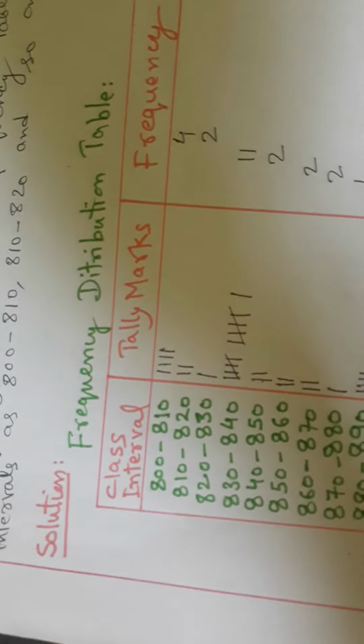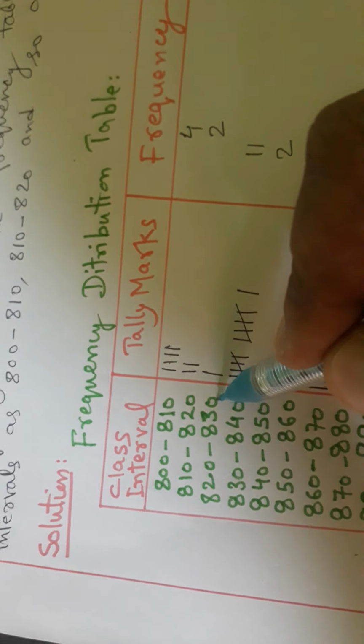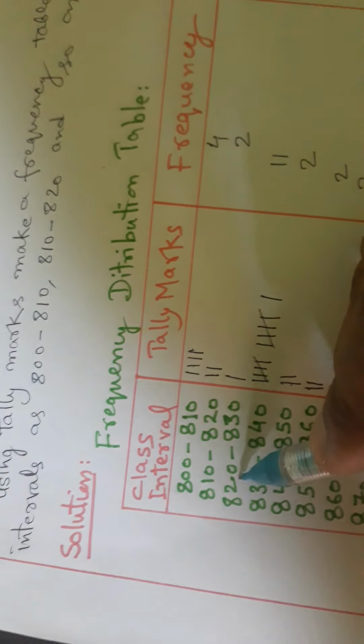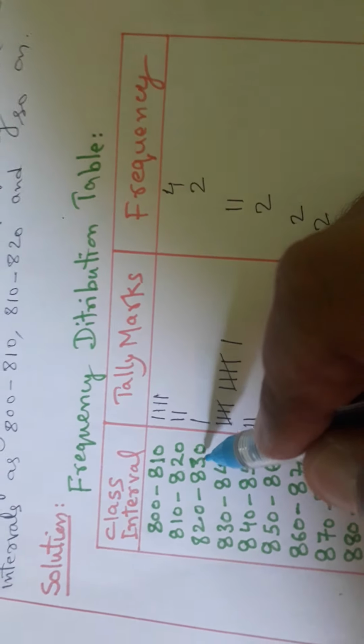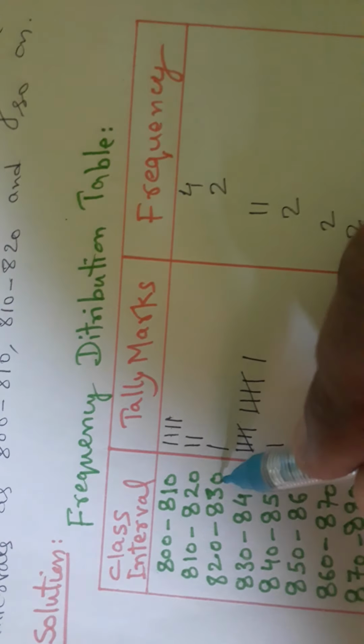830 is here, and it is also here, so better you decide it. The upper wall, na. This is the lower class interval, and this is the upper class interval, so you fix it. Don't enter here also, here also.